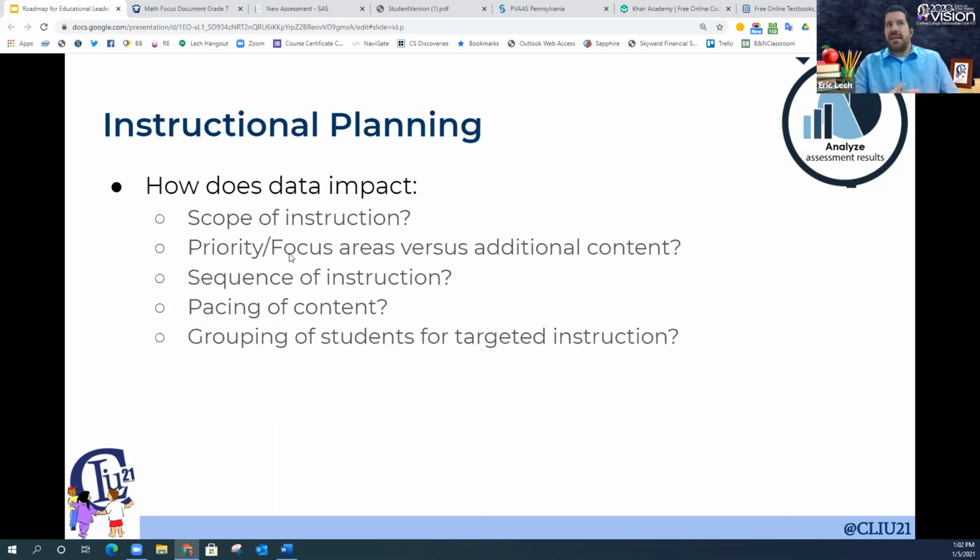So there are a lot of different things that we might determine. Maybe my students perform really, really well on this, and that might mean, hey, I can pace this a little bit faster, or maybe I need to pace a little bit slower so that my timing is better. So a lot of analysis needs to be done to make your instructional decisions.